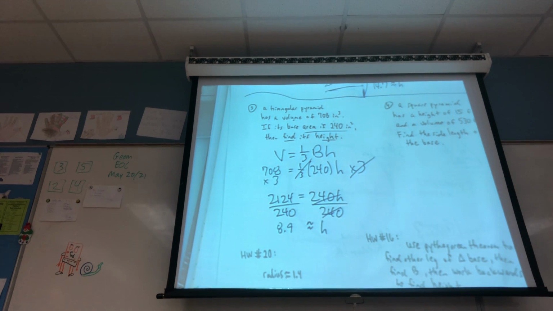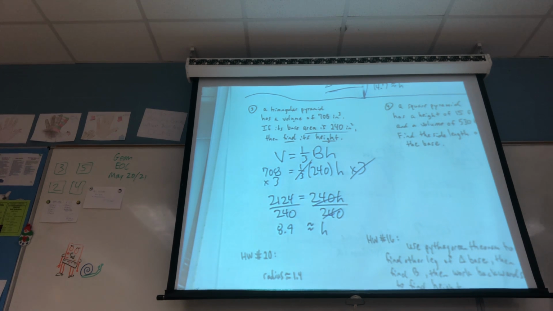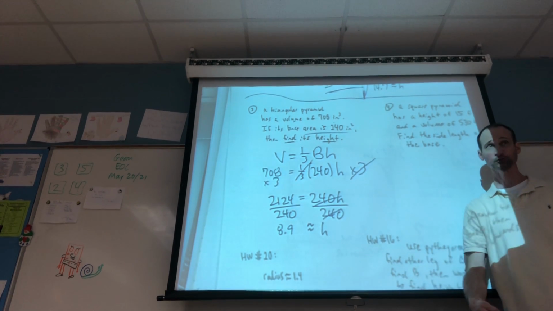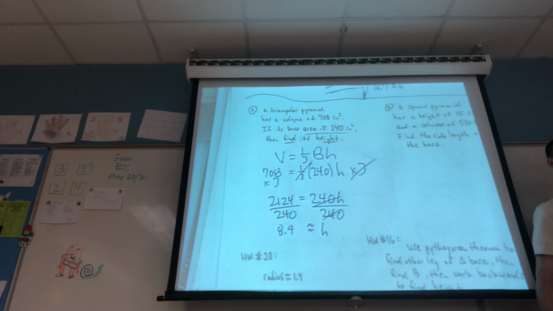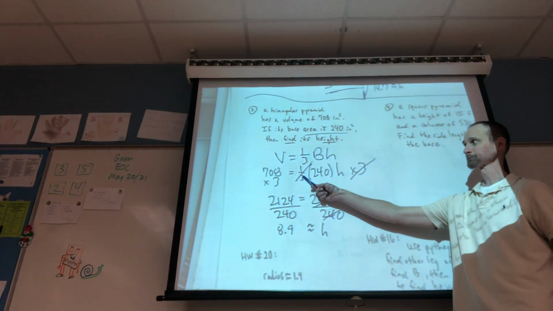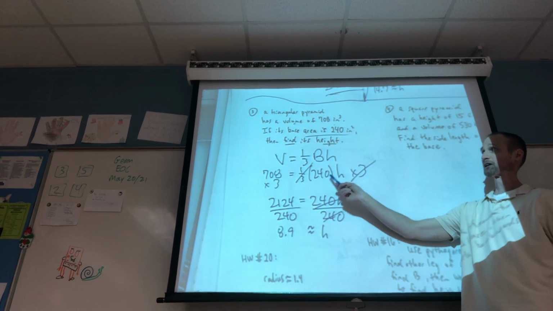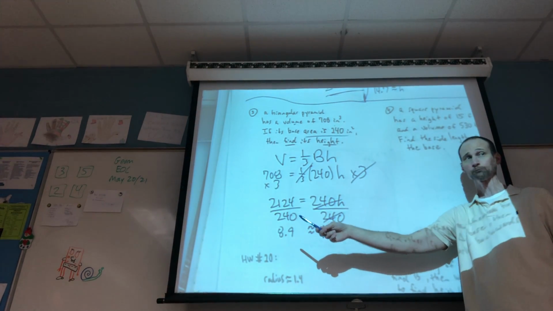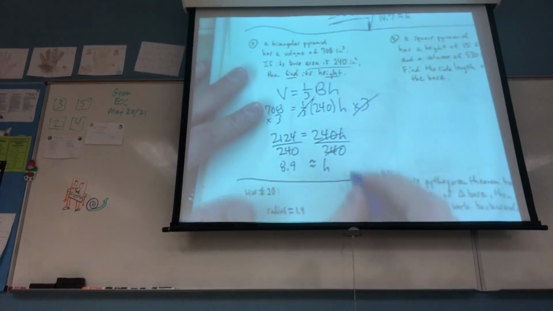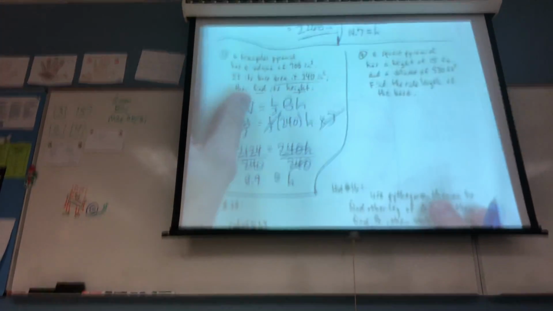Now, if you didn't want to multiply both sides by 3 to start off, what's another first step you could have done? Okay, yeah, you could have flip-flopped these, divided by 240 and then times by 3. What else could you have done? There's actually more than 2 ways. If you wanted to, you could have taken 1/3 of 240. That's 80, and then divide 80 into 708, you should still get 8.9. So there are several ways to solve once you plug the numbers in. All right, any questions before we hit number 4?